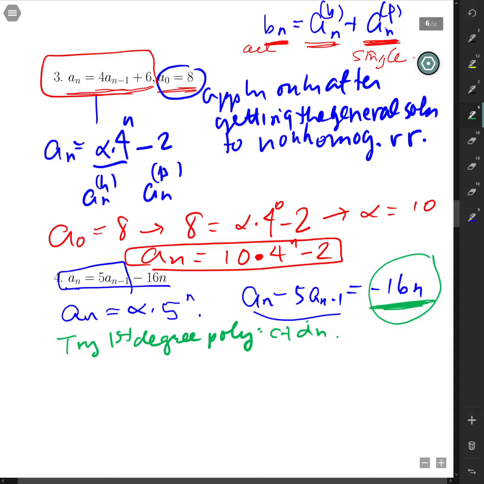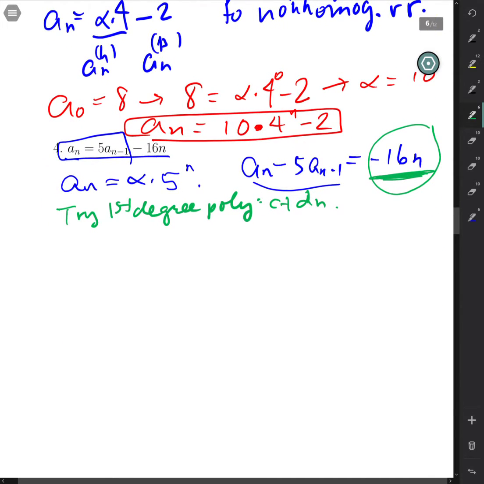In other words, that would mean the sequence would look like a_0 would be c when n is 0, a_1 would be c plus d, a_2 would be c plus 2d, sorry, a_3 is c plus 3d, etc. That's our formula for the nth term of the sequence, and that's what we'll try for the particular solution. I'm not going to clutter this up by putting a p at the top, but we'll understand that's what we get in the end.